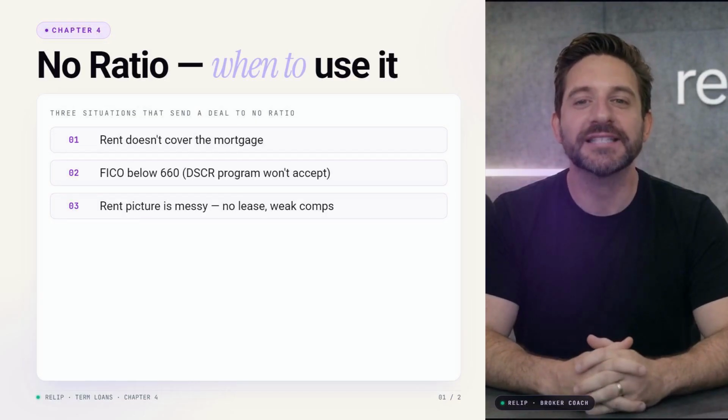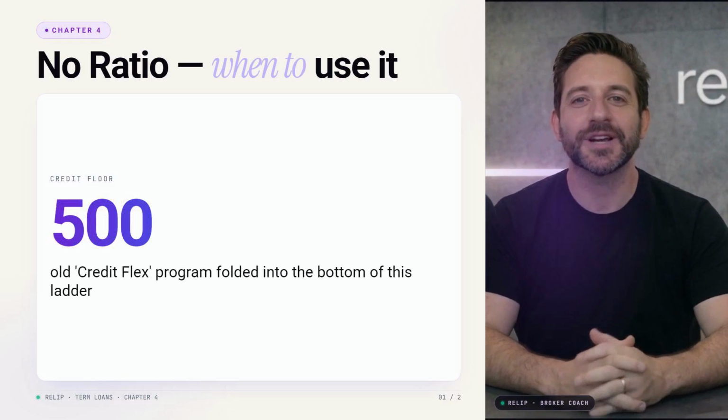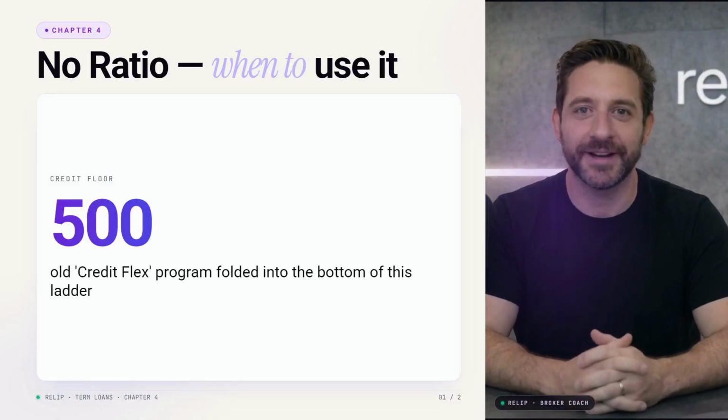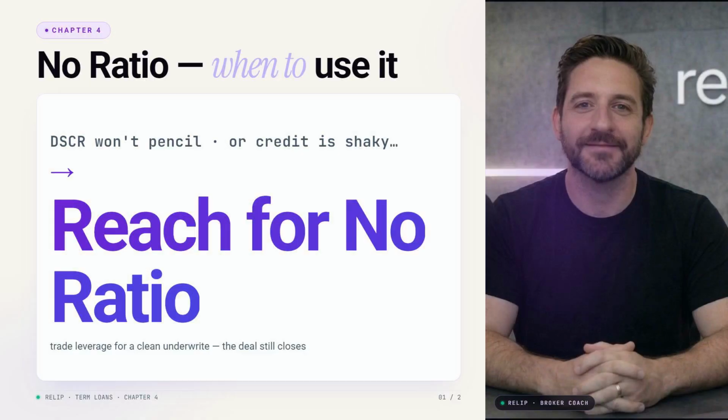Second, the borrower's credit is below 660. The DSCR program won't accept the credit, but this one will. In fact, it'll accept credit all the way down to 500. The old program some of you may have known as Credit Flex has been folded into the bottom of this credit ladder. It's the same program now.